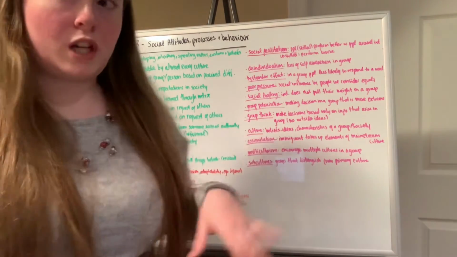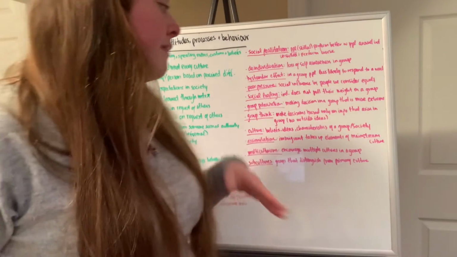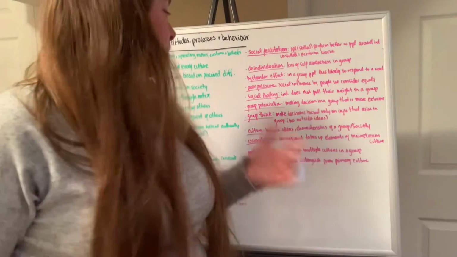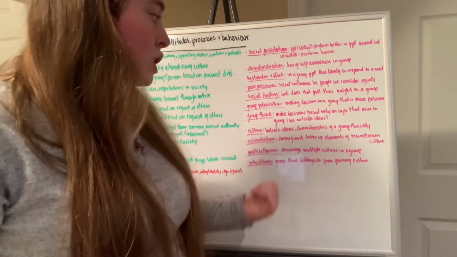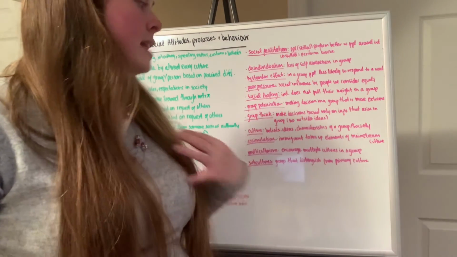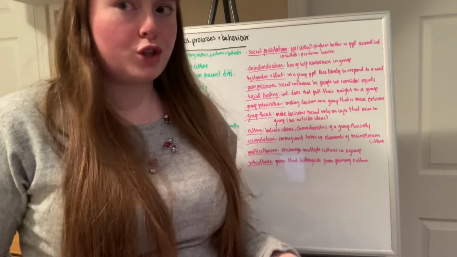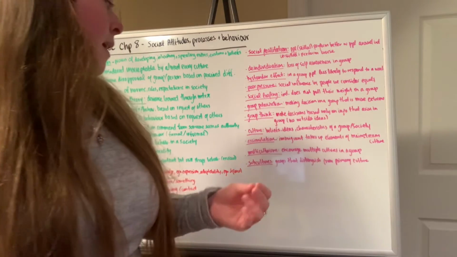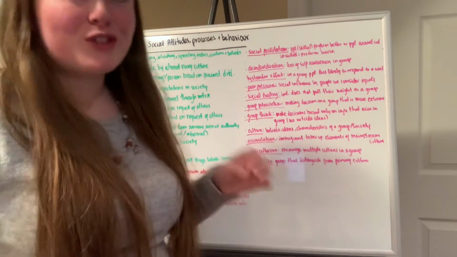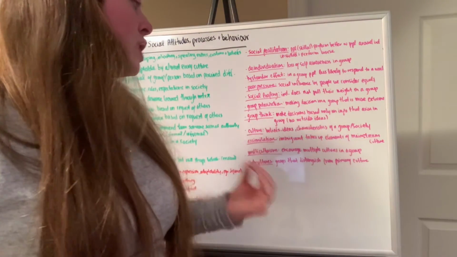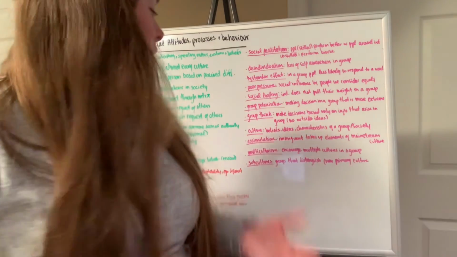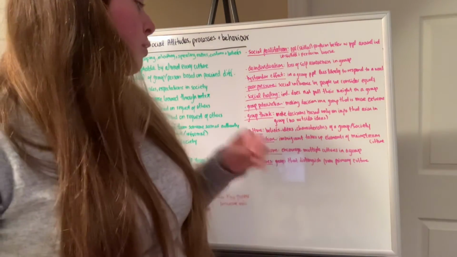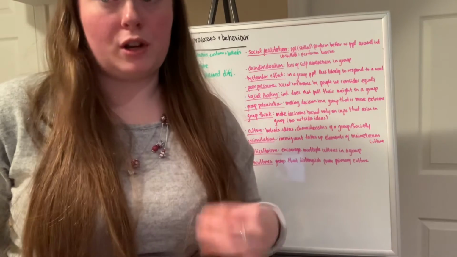Then we have culture, which I know we've talked about many times. Culture is the beliefs, ideas, and characteristics of a group or society. Assimilation is when an immigrant takes up elements of mainstream culture. Multiculturalism is encouraging multiple cultures in a group. And finally, subcultures are groups that distinguish themselves from the primary culture.